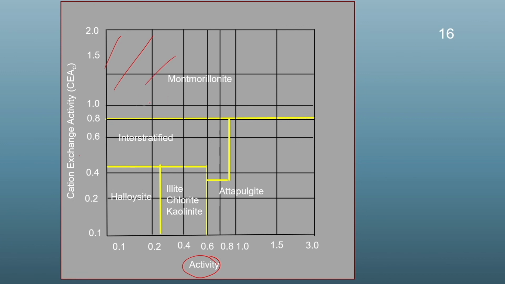Here we can see these are the different zones. If a soil falls on this part based on its cation exchange activity and activity, then the montmorillonite content will be more. If it is here, it will be attapulgite. If it falls here, it will be illite, chlorite and kaolinite. If it is here, it will be like halloysite. This method tells us what kind of mineral is present in a soil based on its cation exchange activity and activity.